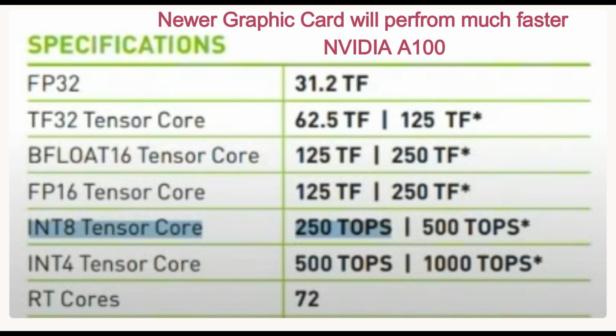BFloat16, brain floating point 16-bit. By using this format, you can achieve anywhere between 125 to 250 teraflops, leveraging tensor cores for acceleration. FP16, half-precision floating point. Similar to BFloat16, FP16 benefits from tensor core acceleration, providing 125 to 250 TFLOPS when enabled via code. INT8, 8-bit integer precision. The real performance jump happens when quantizing to INT8, reaching an astounding 250 to 500 tera operations per second, TOPS.